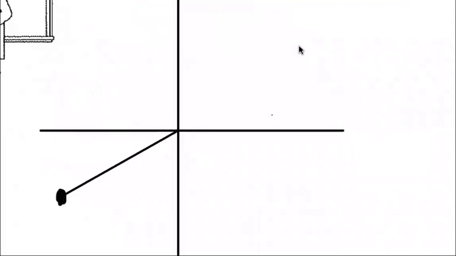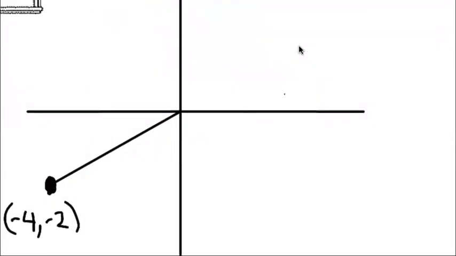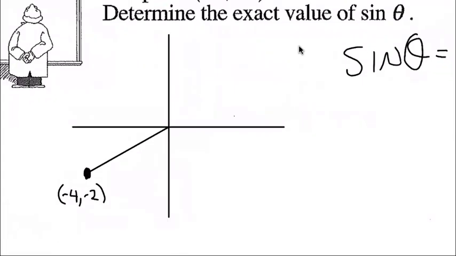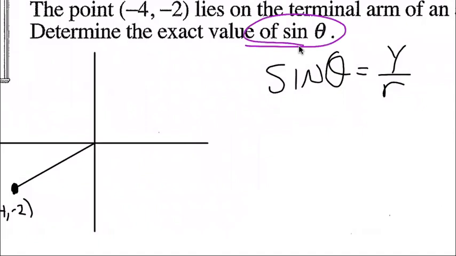There's our angle, P, -4, -2. It says to determine the exact value of sine theta. Sine theta is y over r. Well, I don't have r, do I? So I have to figure out r. So this is the roundabout way where they get you to do all of the work by asking you one question. What is sine theta? Well, I need to figure out r first.